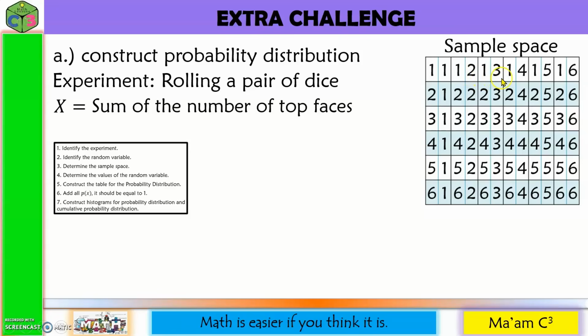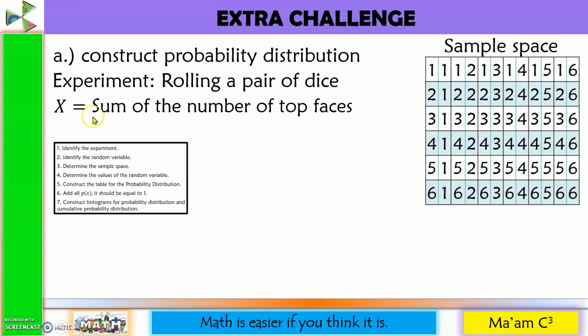Another possible outcome is 1,3; 1,4; 1,5; 1,6; 2,1; and so on until 6,6. Let us count how many sample points we have. 1, 2, 3, 4, 5, 6 by 1, 2, 3, 4, 5, 6. 6 times 6 is 36. We have 36 sample points.